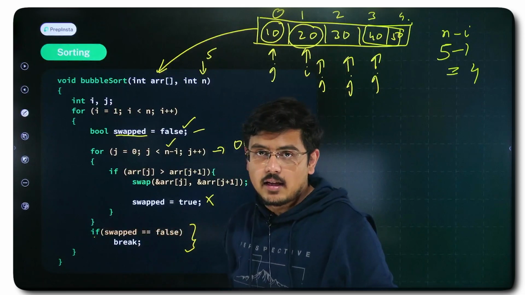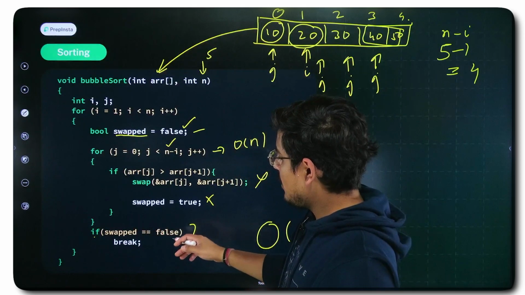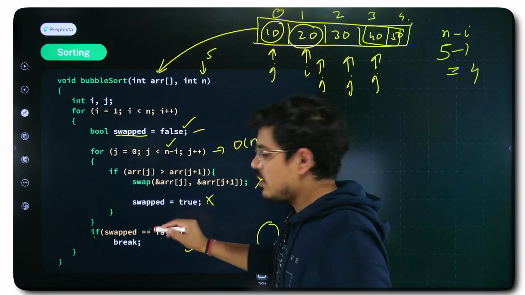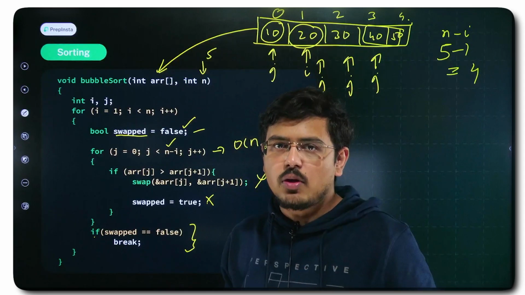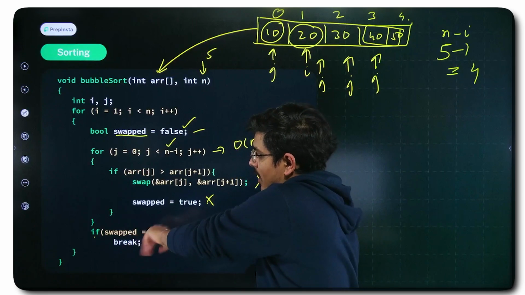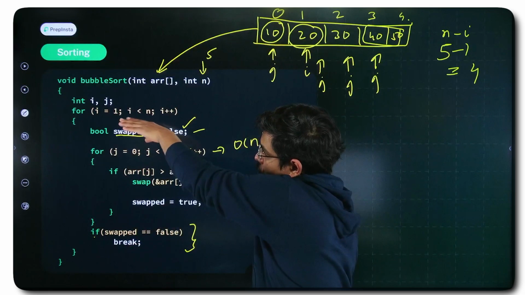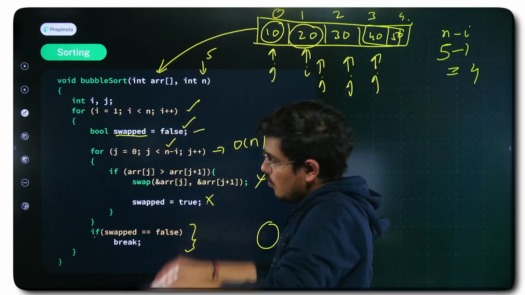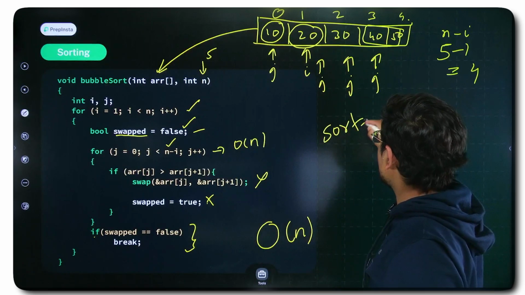Now when you come out of this loop after the first iteration, you have if swapped equal to false, break. Basically what it is saying is, if this has not executed, the value of swapped will still remain as false. If it is false, break, come out of the loop. Once you come out of the loop, the whole program stops and you give out the result that the array is sorted.